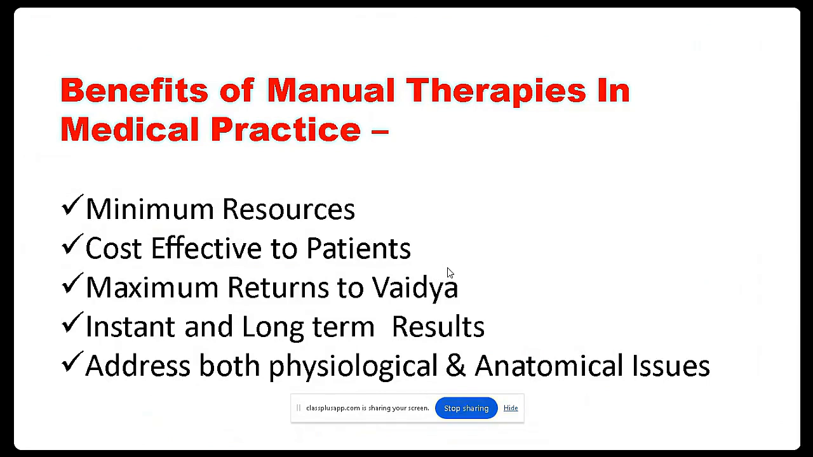As it doesn't require any particular instrument, setup or prerequisite, it becomes very cost effective. And as it becomes cost effective to the Vaidya or doctor, it becomes cost effective to the patients also.